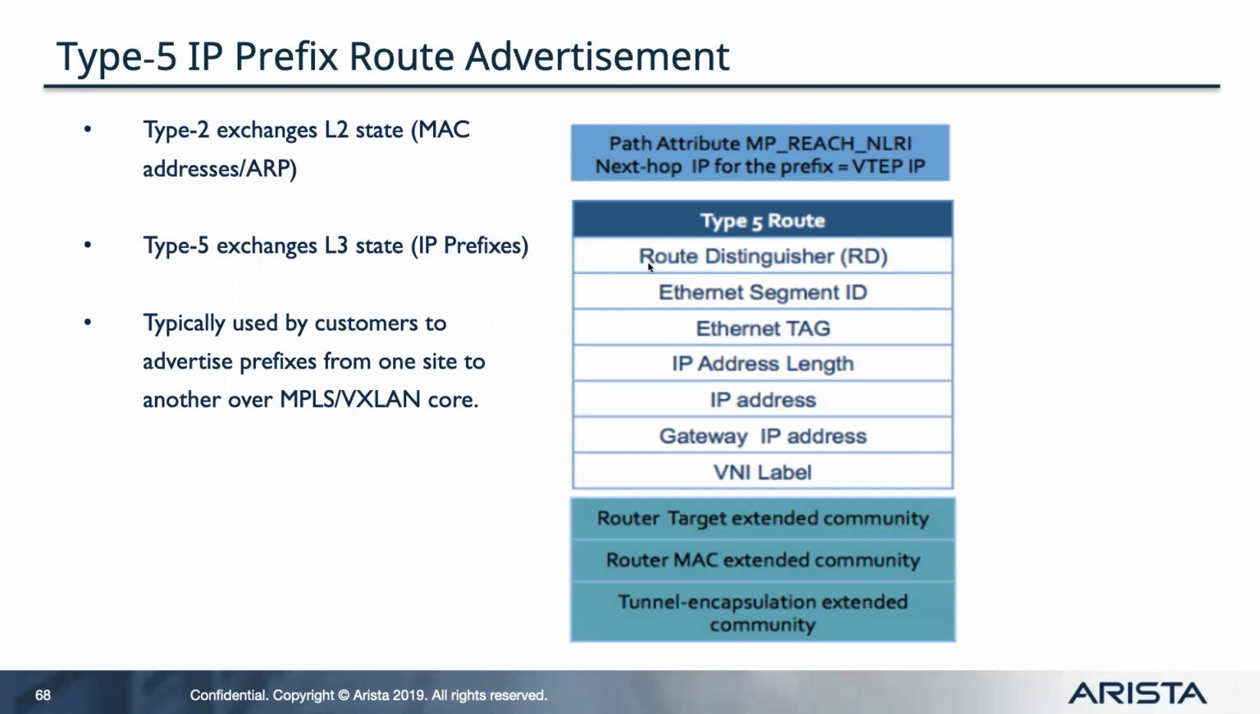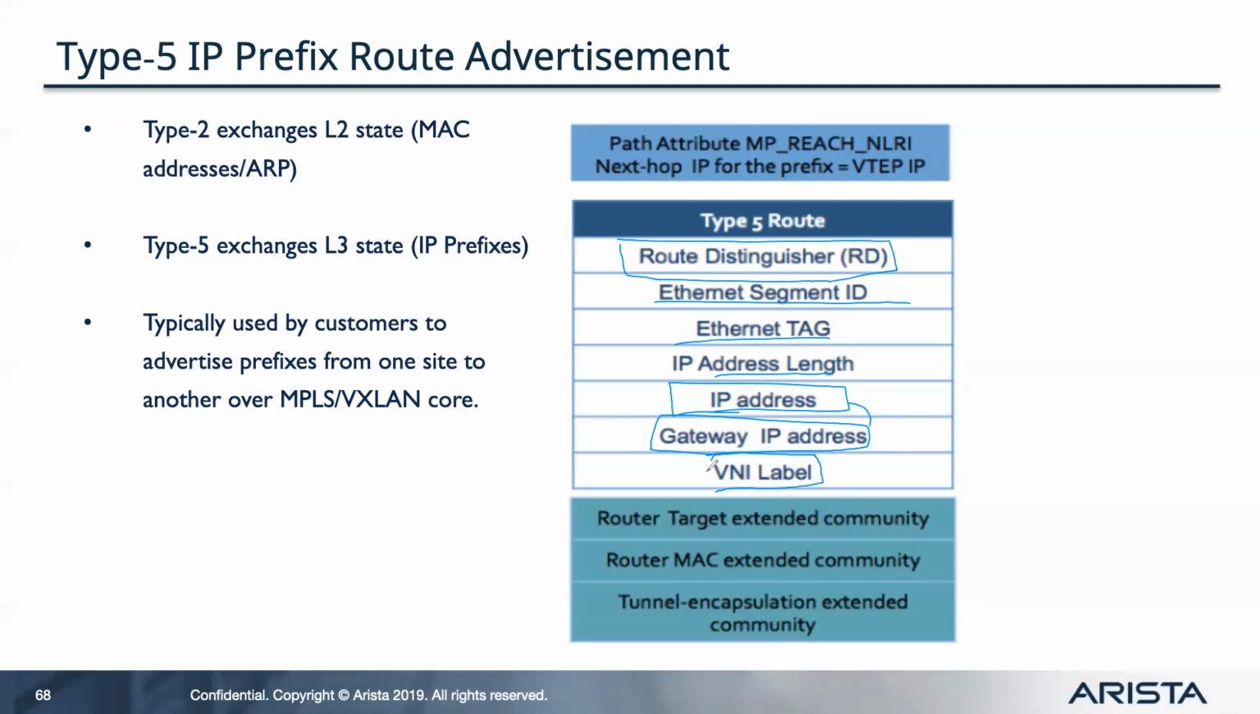The fields will look like this. It will have the route distinguisher, RD. Ethernet segment identifier, which will be 0 for MLAG, and for multi-homing only it will be non-zero. Ethernet tag, IP address length, and the IP address, the route which we want to advertise to the other peer. IP prefix, gateway IP address, which is nothing but this VTEP IP address, which will be the gateway, the next hop for this IP route. And then the VNI label.